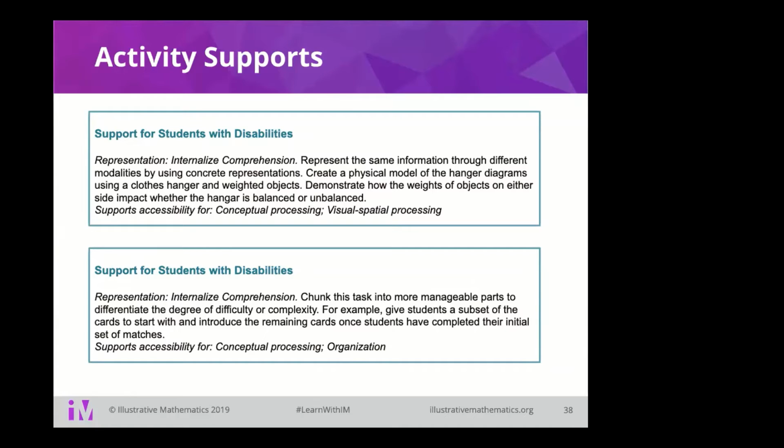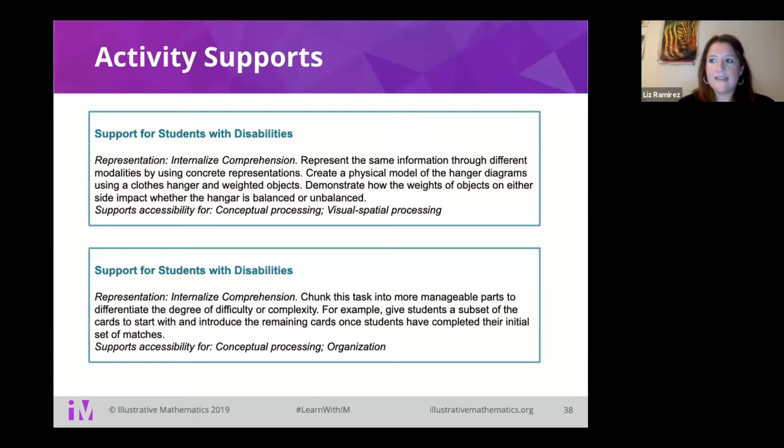You may have noticed that each support begins by identifying the UDL principle and level that the support aligns to. What follows is a possible suggested instructional move. And the last line gives the area of cognitive demand that this supports accessibility for. We also had someone share that they can see how educators can now connect to student IEP math goals with the language that's provided in these supports.